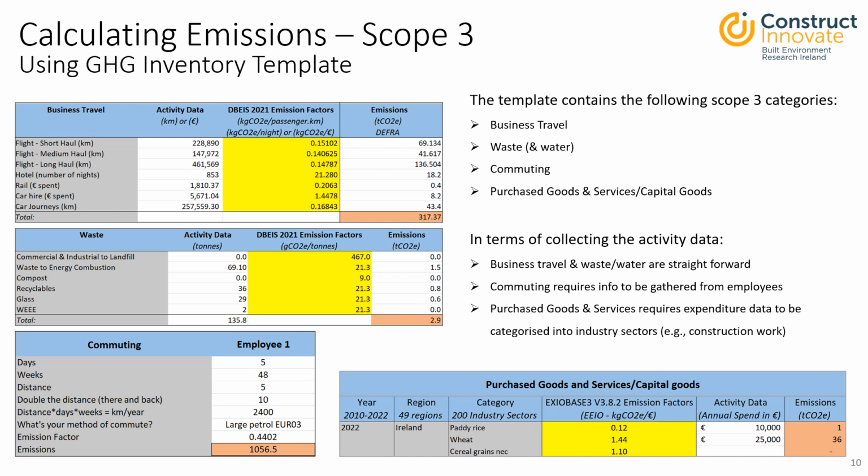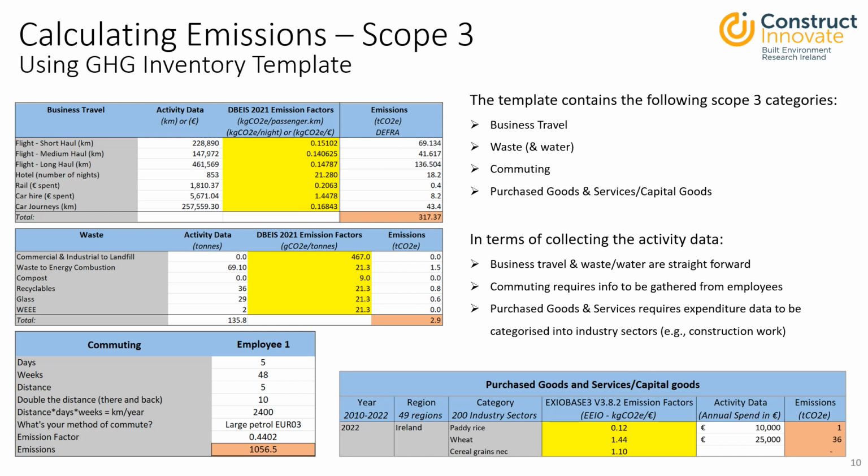So you can see on the top left of the screen, we collect the business travel in either kilometres travelled or euro spent. Within that, there's an emissions factor built into the spreadsheet. So we multiply the activity data, either in kilometres or euro, by the emissions factor to give the emissions. For example, a short haul flight is given in kilometres, and there's an emissions factor associated with each kilometre of flight taken to give the overall emissions associated with those flights.